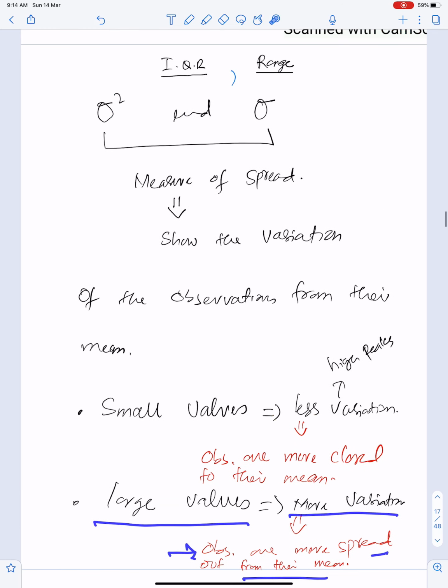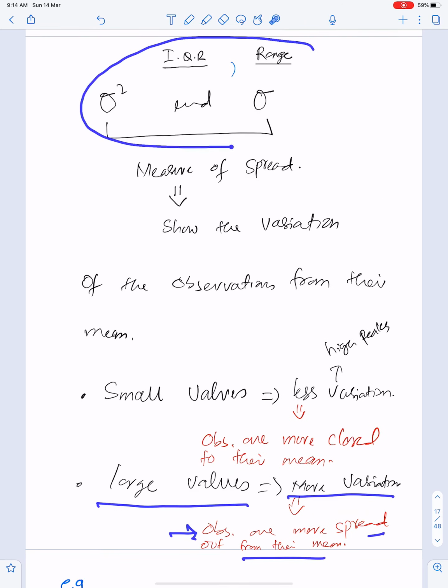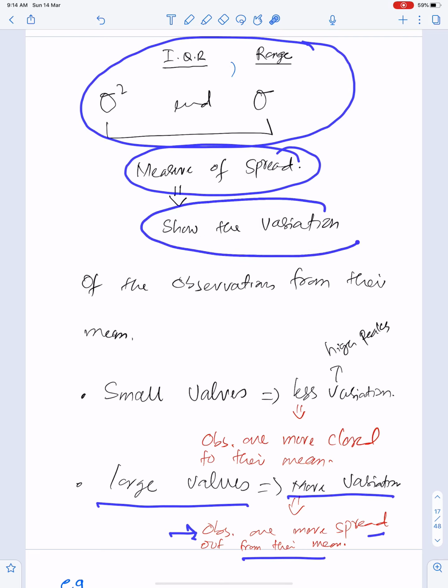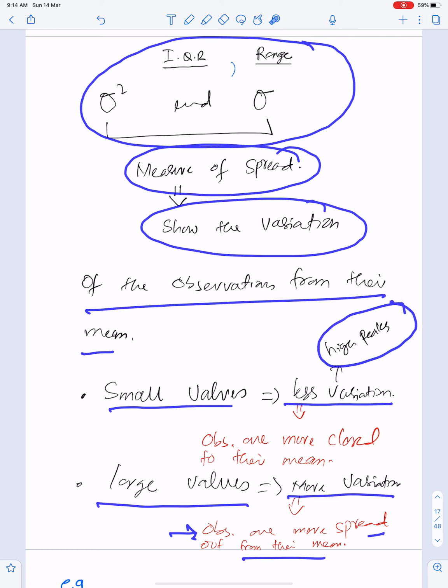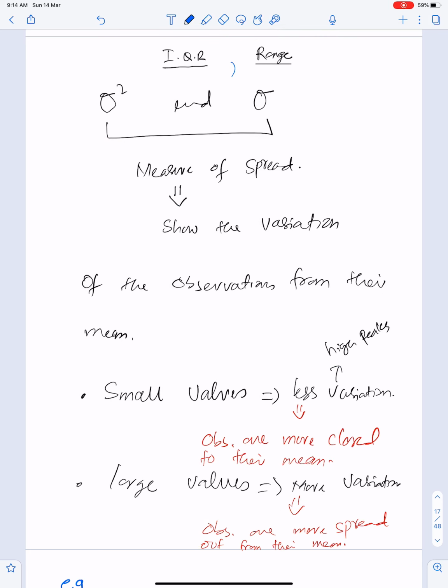So you need to learn this concept. All these quantities are known as measures of spread, and measures of spread mean they all show variation of the observations from their mean. Their small values mean less variation, which means high peaks. High peaks mean observations are close to their mean. And their large values mean more variation. That means low peaks, which means observations are more spread out from their mean. This means low peaks, wider curves.